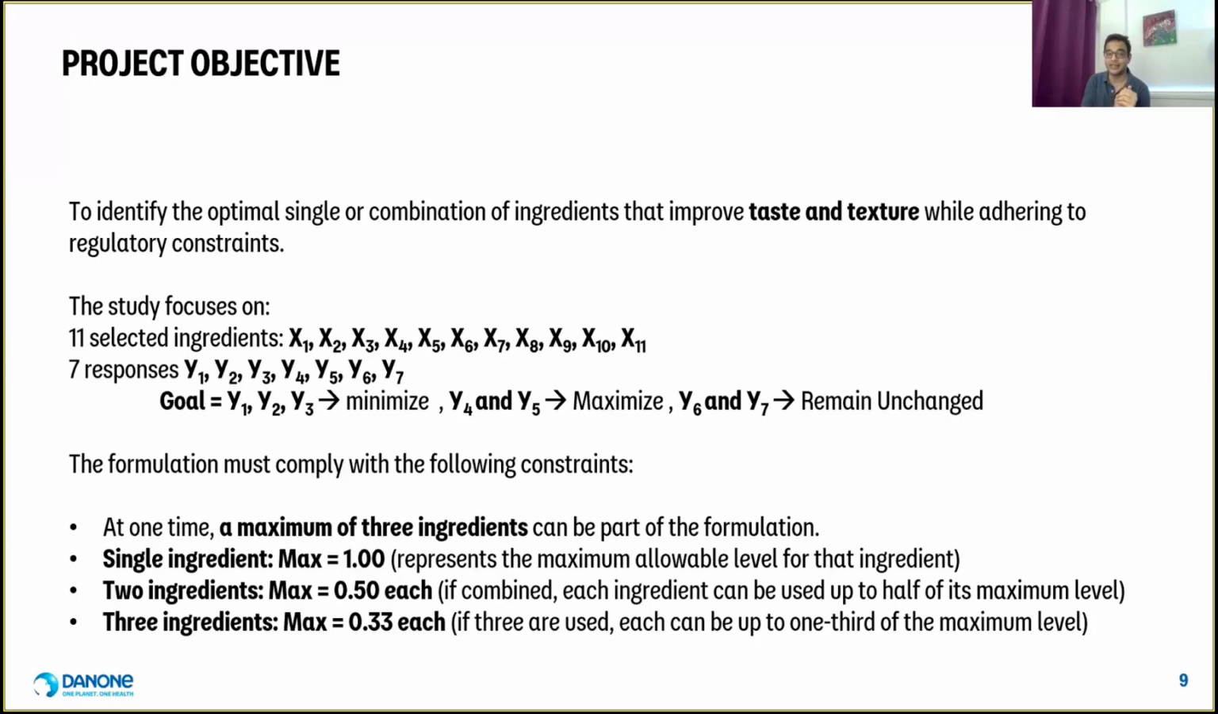Then there were certain regulatory needs. If it's a single ingredient out of these 11, then we can go to a maximum of 1, and 1 over here is a level in our terminology. If we think about DOE, that means this is the maximum amount of the ingredient that we can use. Now, if we combine 2 of them, then we can use a maximum of only 0.5. And similarly, if we combine 3 of them, then the maximum is 0.33. So these are the constraints in which we needed to find out which 3 ingredients result in better taste or texture.